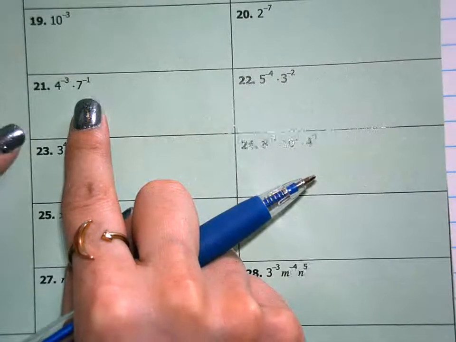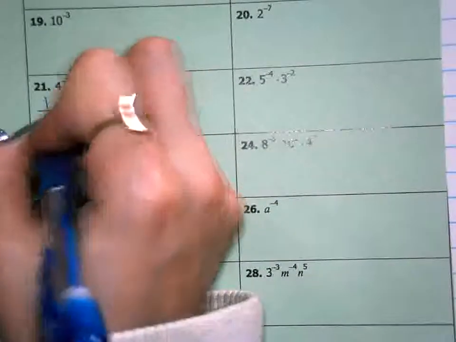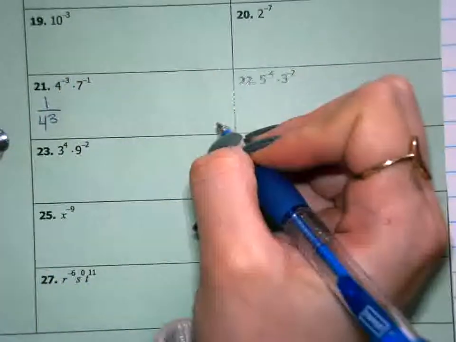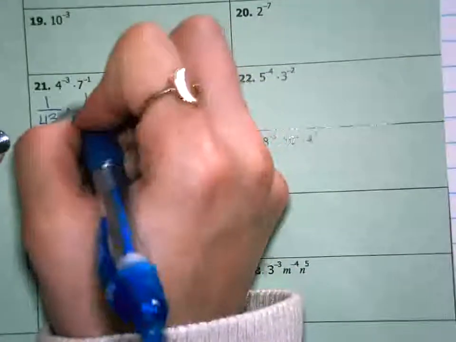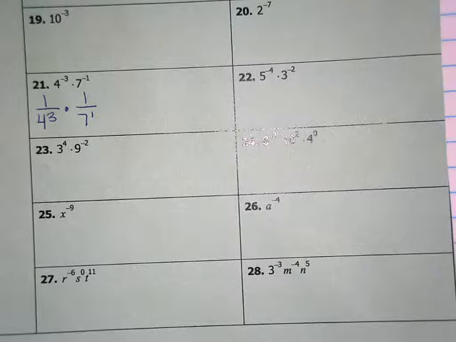Aubrey, take a guess. How do you rewrite it? 1 over 4 to the third power, times 1 over 7 to the first power. Excellent job. Anyone have any questions on that? Now what do we do? Evaluate. You evaluate, which means you have to solve.